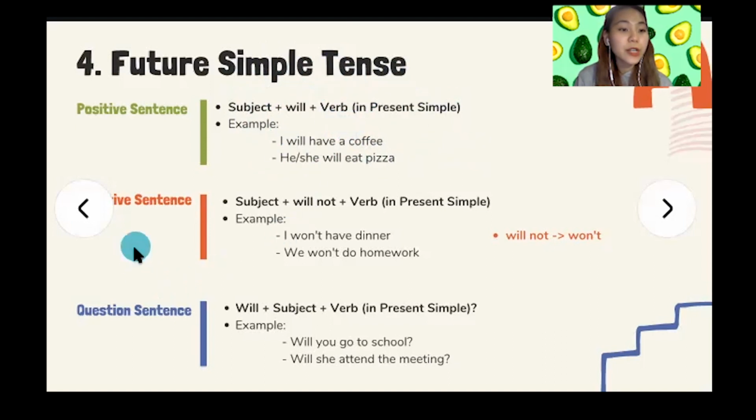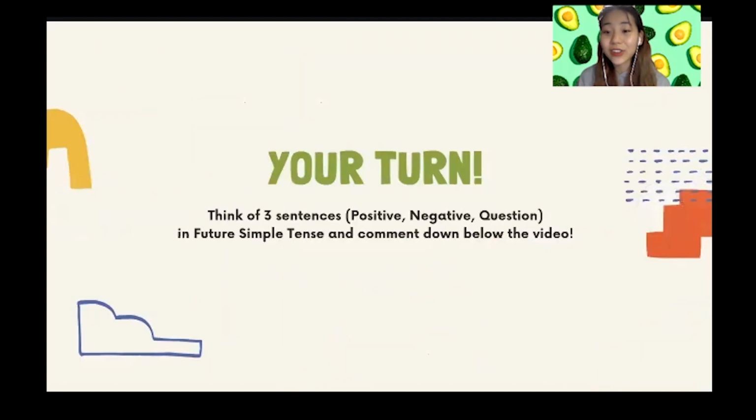Okay. For negative sentence, subject plus will not, and will not in short will be won't, plus verb in present simple. Example, I won't have dinner. We won't do homework. Question sentence, will plus subject plus verb in present simple. For example, will you go to school? Will she attend the meeting? Now it's your turn to come up with 3 sentences, positive, negative, question, in future simple tense, and comment down below the video.